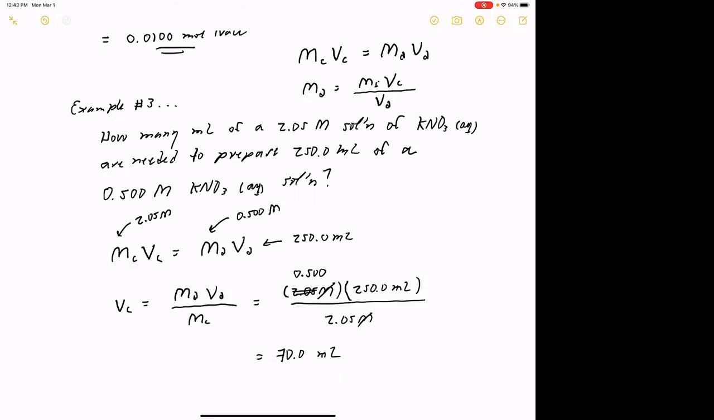Okay, so go ahead. I think it's 61, not 70. Now let me check again. I might have plugged it into my calculator wrong. That's the problem when I do this. 0.5 times 250, right? Divided by 2.05. Let's see what I get. Yeah, it does look like it. I get a 61. Sorry. 60.975. Let's write it all out.